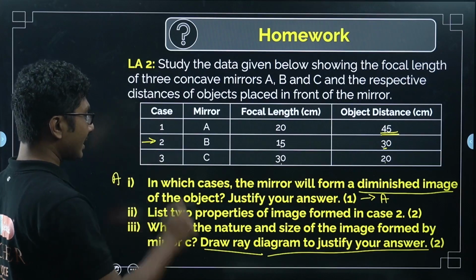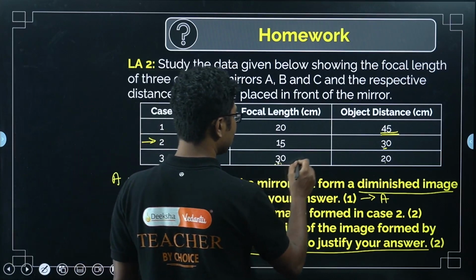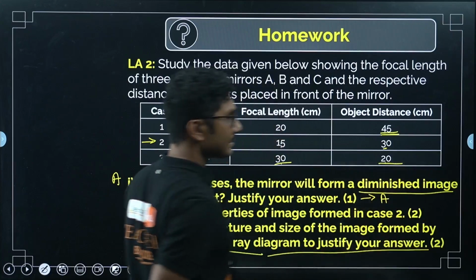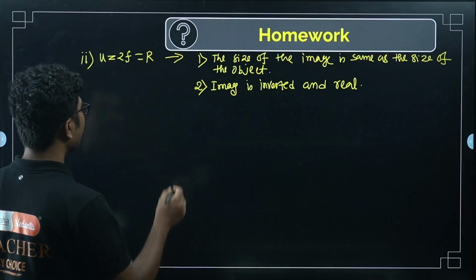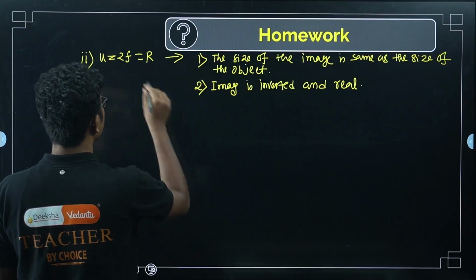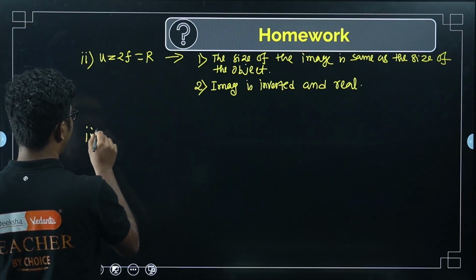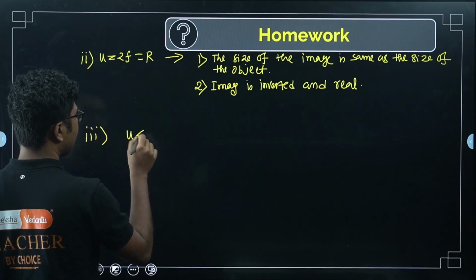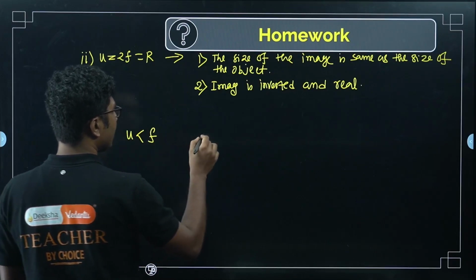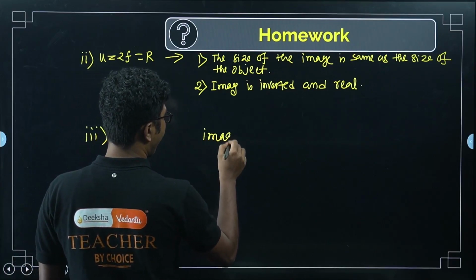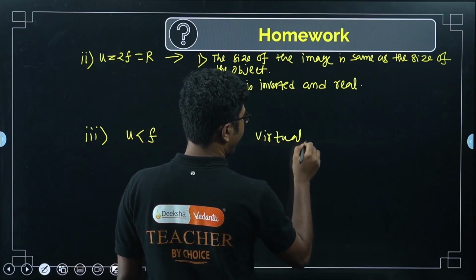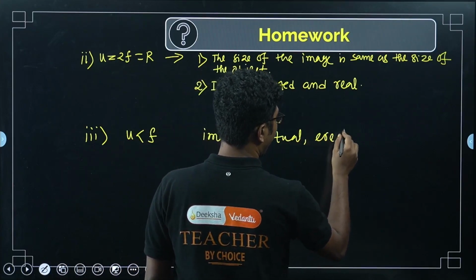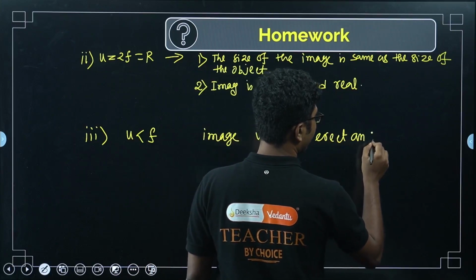So now what is the focal length? Focal length is 30 and the object distance is 20. So we know that the object distance is less than the focal length, so image is virtual, erect and magnified.